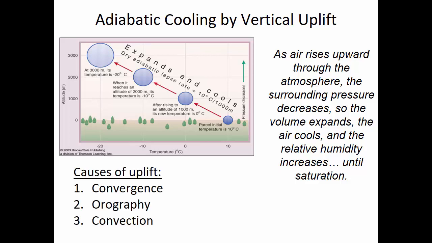All right. So what causes air to go up? I told you rain is caused by when air goes up. Lifting. And so what causes lifting? The three major causes that we're going to discuss today are convergence, orography, and convection. And these are important keywords.